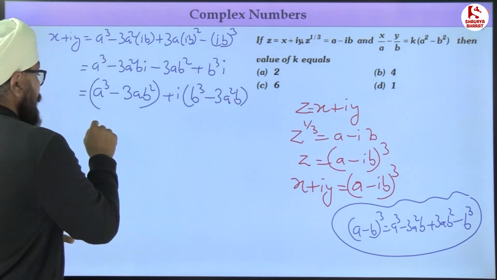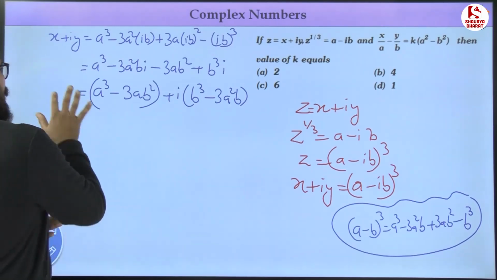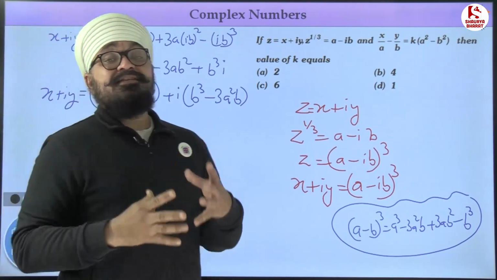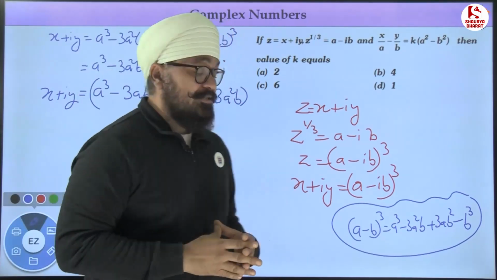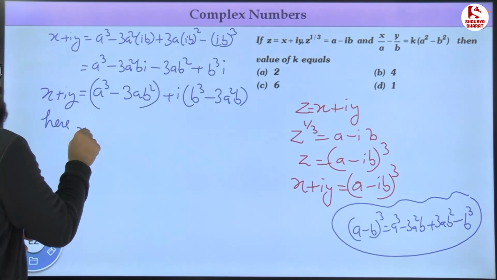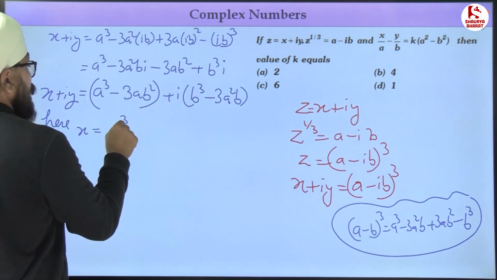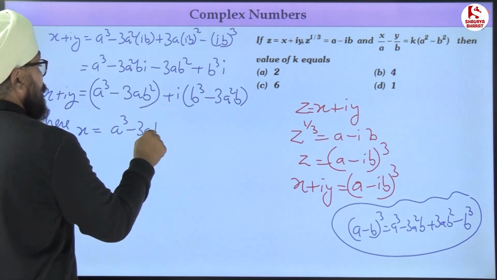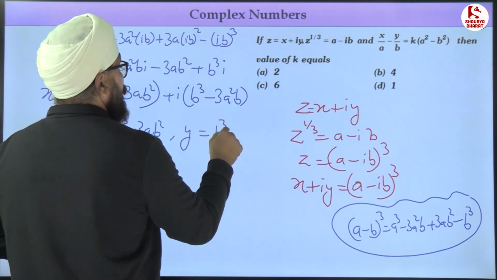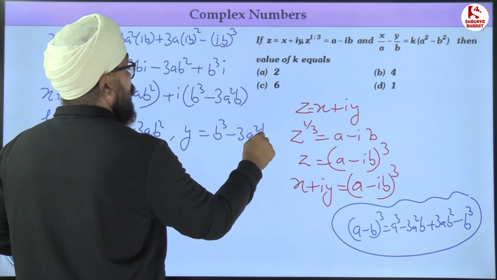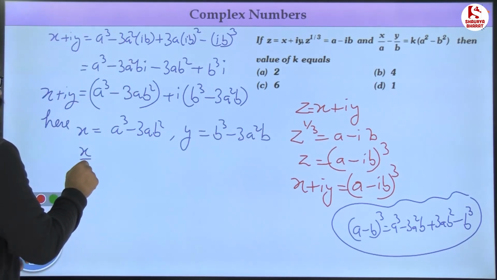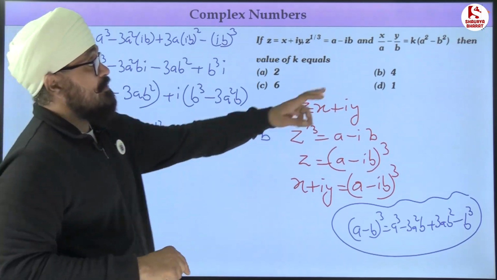So, what term are we getting? We are already having our real part. So, this side we are having x plus iota y. What we will do is just compare the real part and imaginary part. So, what we can see here, x should be equal to a cube minus 3ab square, and y should be equal to b cube minus 3a square b. Clear?